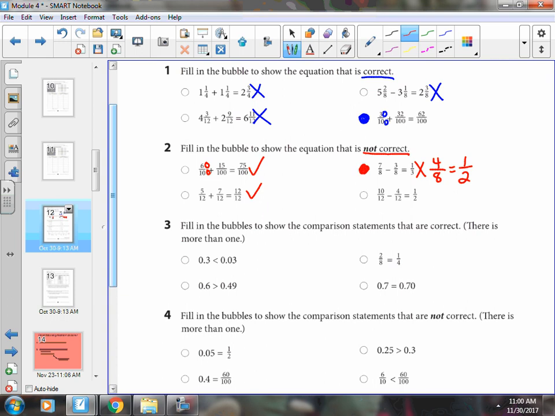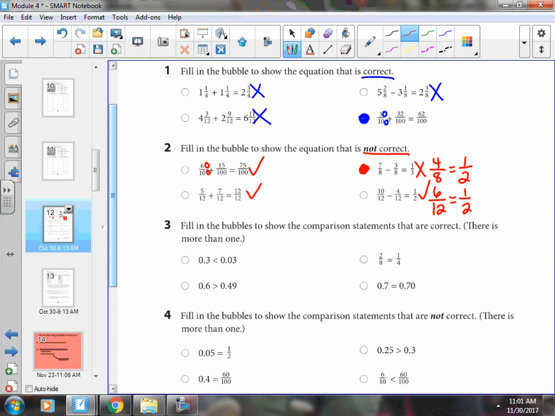Let's just make sure that last one is correct as it's supposed to be. 10/12 minus 4/12 equals 6/12. And 6/12 is a half. So yes, that one is correct. So the bubble is next to the wrong one.